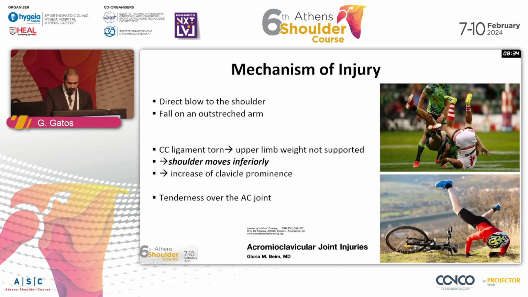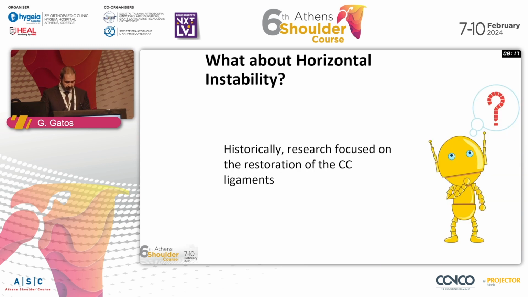The mechanism of injury is usually a direct blow to the shoulder or a fall on an outstretched arm, as in cycling. The CC ligament is torn, the upper limb weight is not supported, the shoulder moves inferiorly, and we have increased clavicle prominence and tenderness over the AC joint.